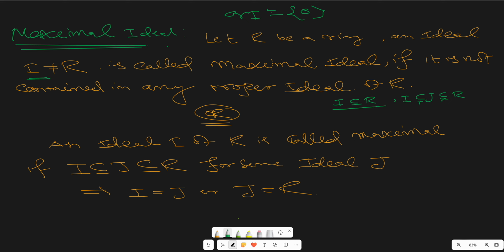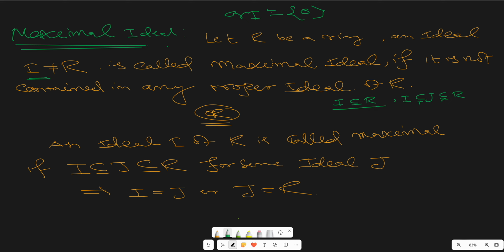Or another way you can say it: an ideal I of R is called maximal if I is contained in J is contained in R for some ideal J implies that I equals J or J equals R. That means I should not be contained in a proper ideal. We'll see various examples. So I should not be contained in a proper ideal of R.